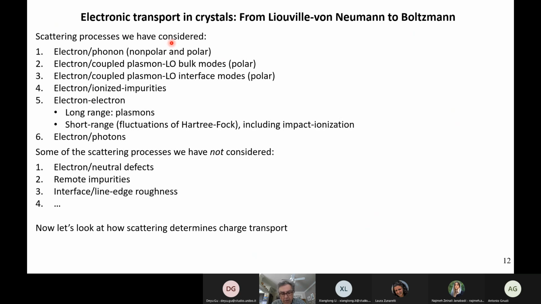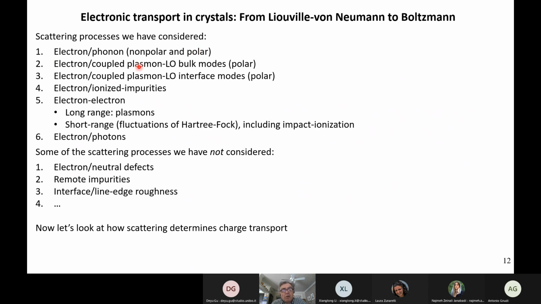We've looked at phonons, we've looked at plasmons, we looked at the dielectric response of the system, and then we looked at interactions of electrons with excitations and impurities. So we've looked at various scattering processes, electron phonon, both the non-polar, the deformation potential, and Harrison, polar, piezoelectric with acoustic phonons, and Fröhlich with longitudinal optical phonons.